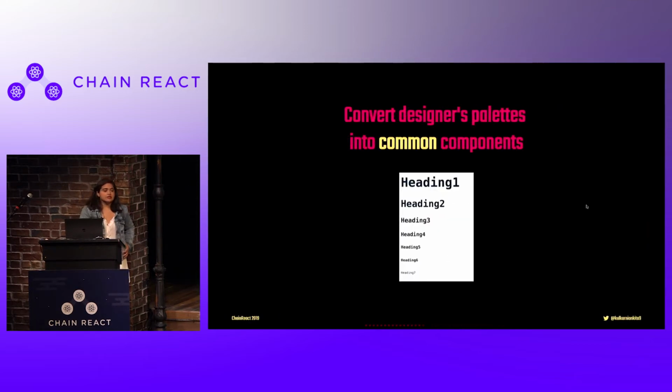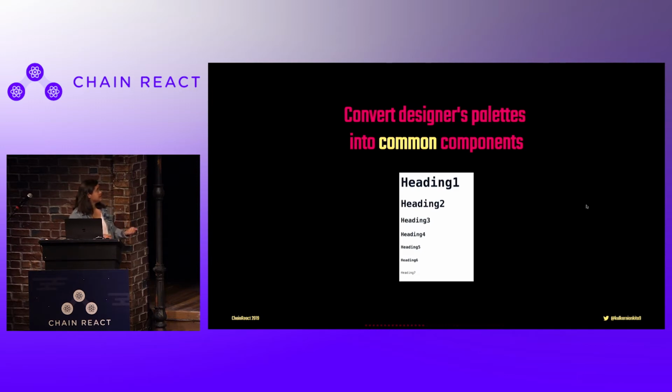Converting designers' palettes into common components. So one thing I should say about this is that let's follow the semantics. Whatever the semantic elements are that React Native APIs provide, if we use those semantically, where it makes sense, then you're going to get accessibility off the bat. You don't need to patch in stuff after that.